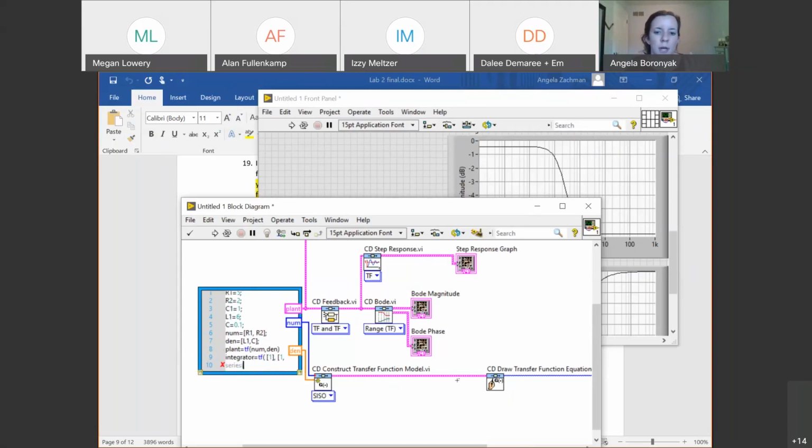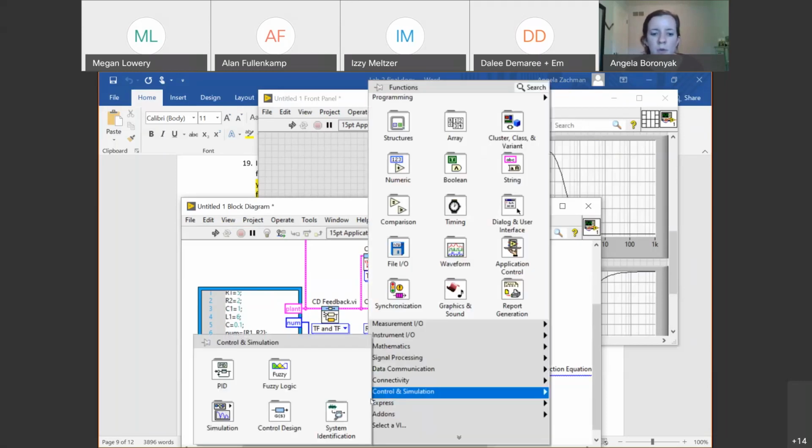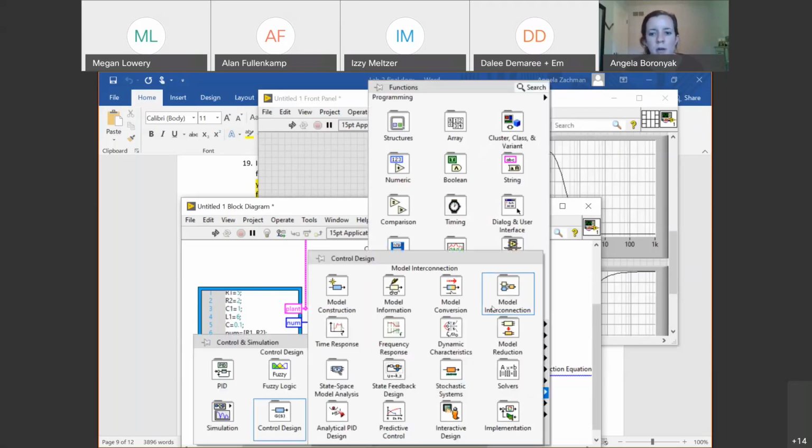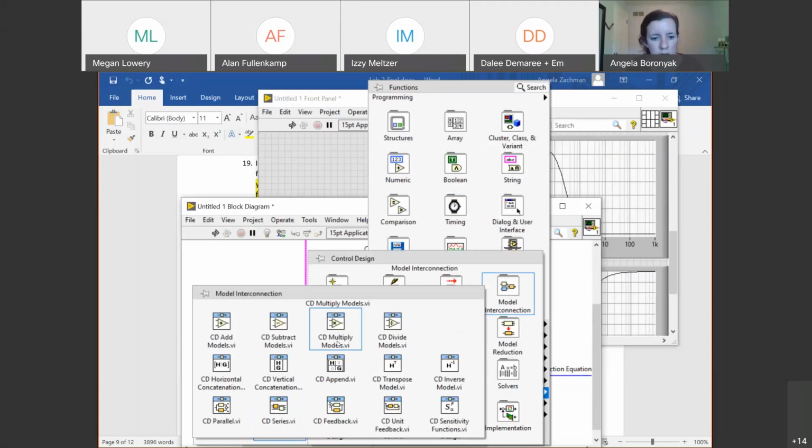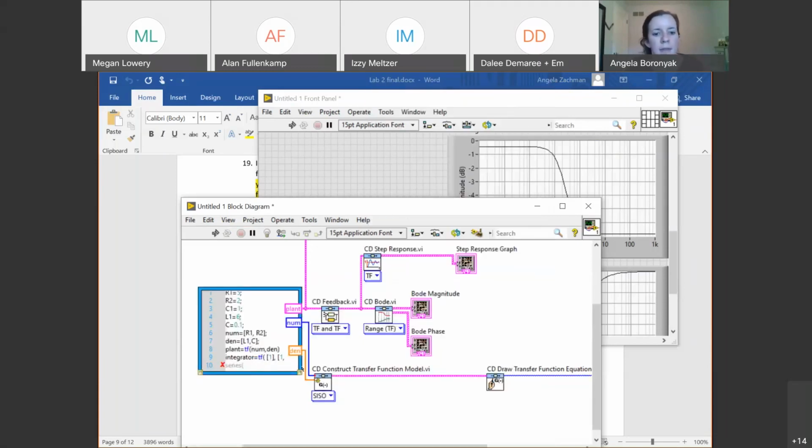You could do, like we did, a feedback icon. You could wire them in series if you wanted to use the model interconnection in LabVIEW tool, so control design model interconnection. There is CD series. If you prefer to just wire each of them out and then into that, that's fine. If you want to just use the MATLAB command, though, you give them each of the variables. So I called this one plant, I called this one integrator, and now I put them in series, and I need to save that to some variable.